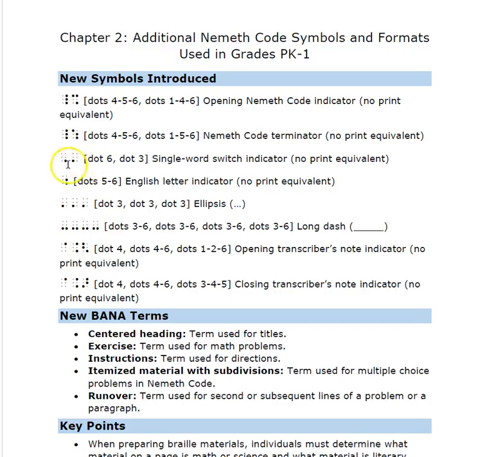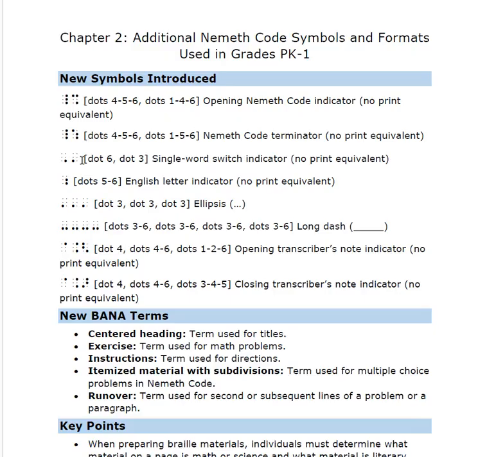A single word switch is if you would like to use contracted braille in this sentence that has Nemeth in it, you would do a .6.3. That allows you to use contractions again. .56 is an English letter indicator. Again, that is like our grade 1 symbol. It's going to be used for the exact same reason.